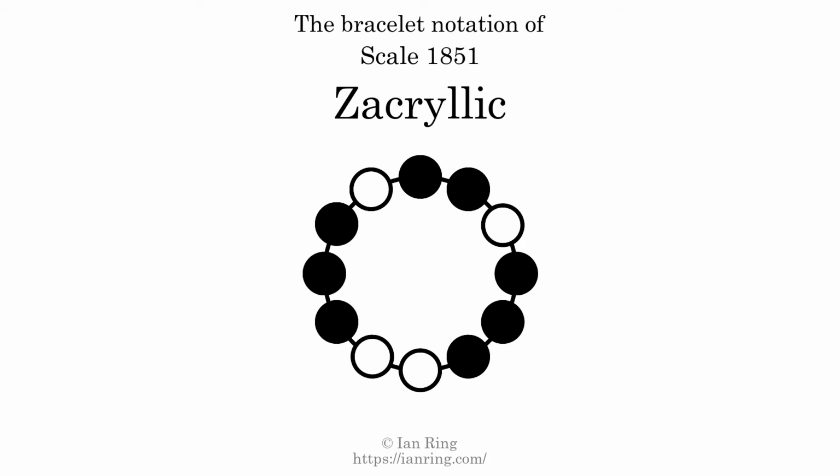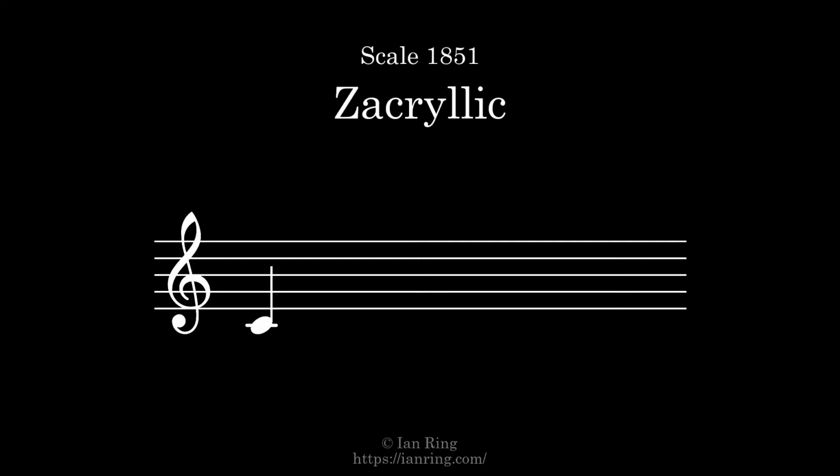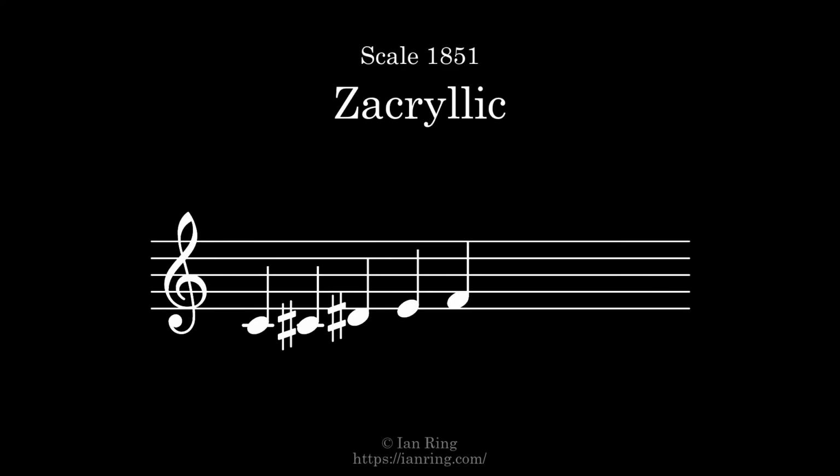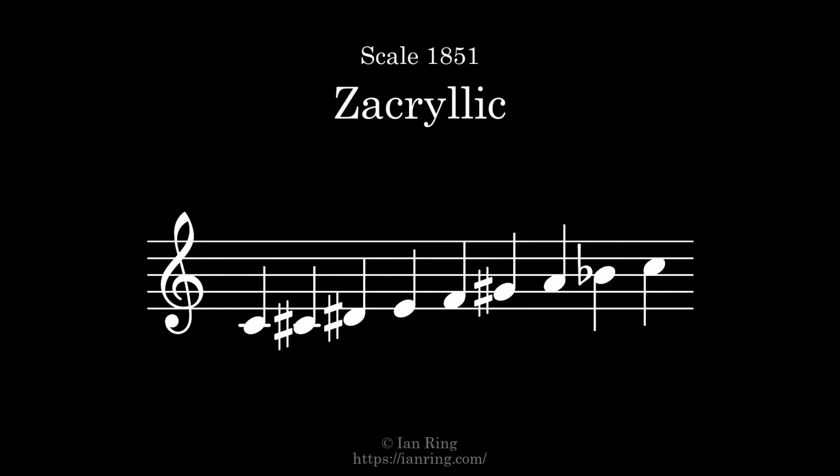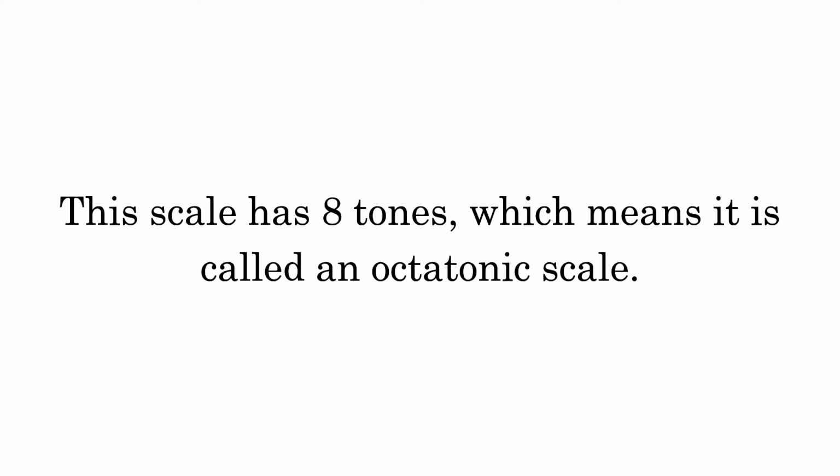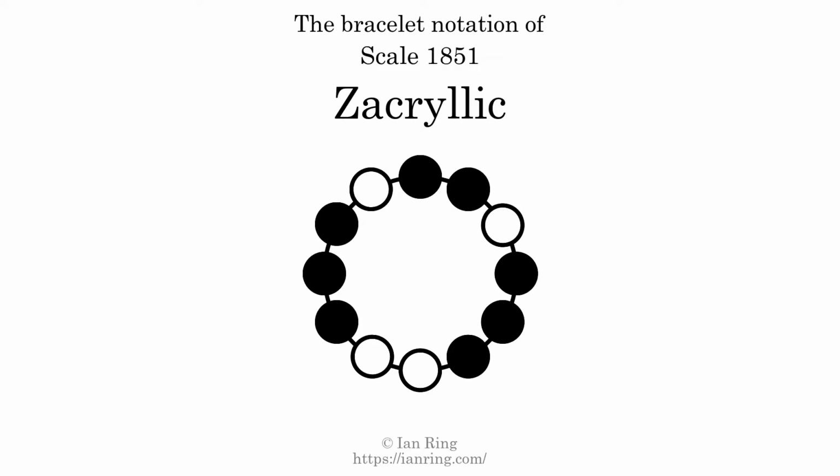1851, Zacryllic, which sounds like this. This scale has 8 tones, which means it is called an octatonic scale. This is a bracelet notation diagram of scale 1851. The shaded circles represent tones that appear in the scale, and they are read clockwise, starting at the top.